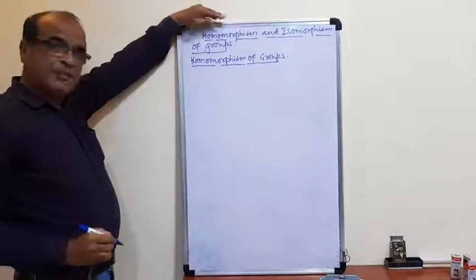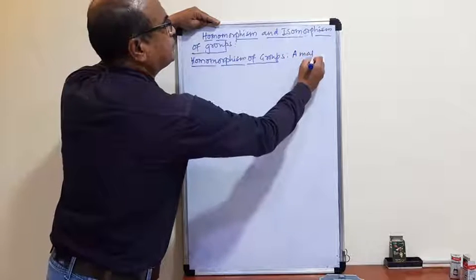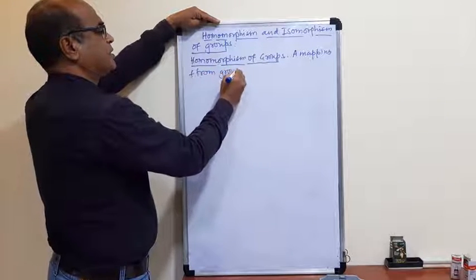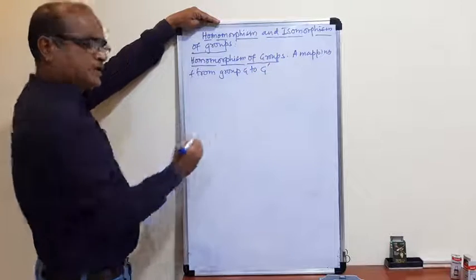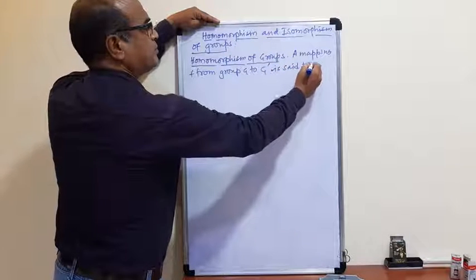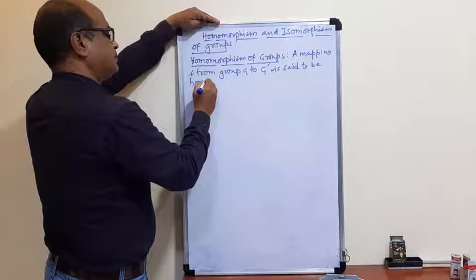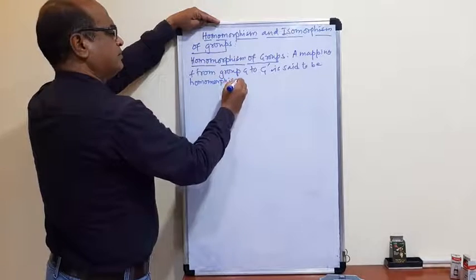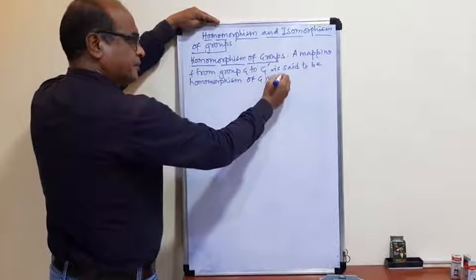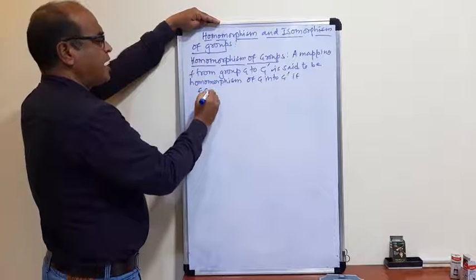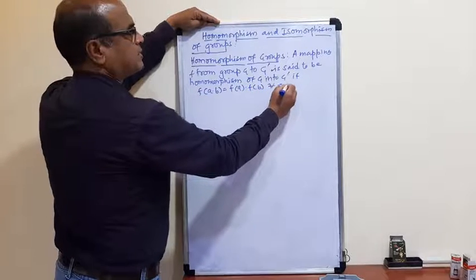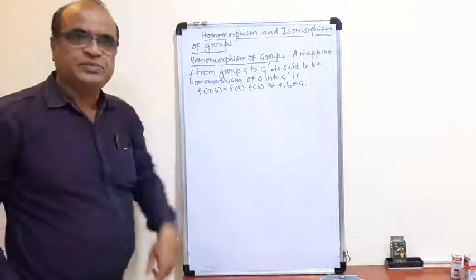A mapping f from group G to group G dash is said to be a homomorphism of G into G dash if f(a·b) = f(a)·f(b) for all a, b belongs to G. So here G and G dash are two groups.